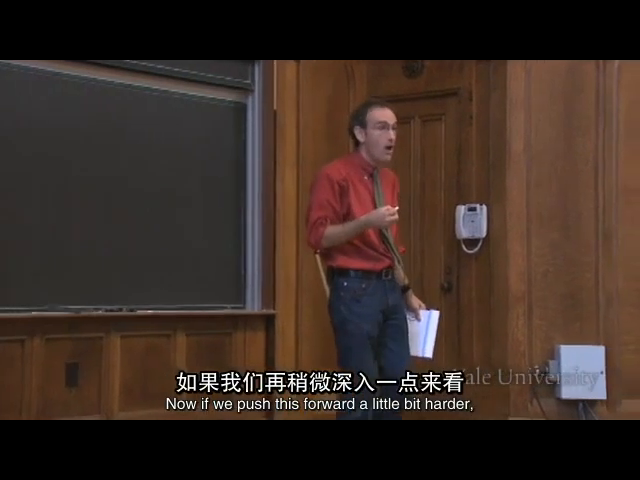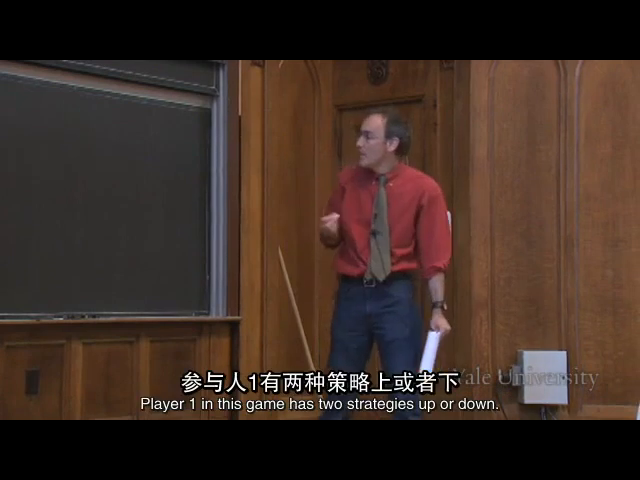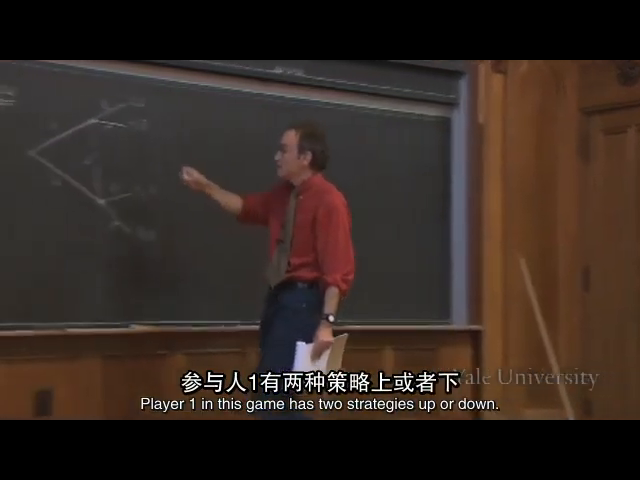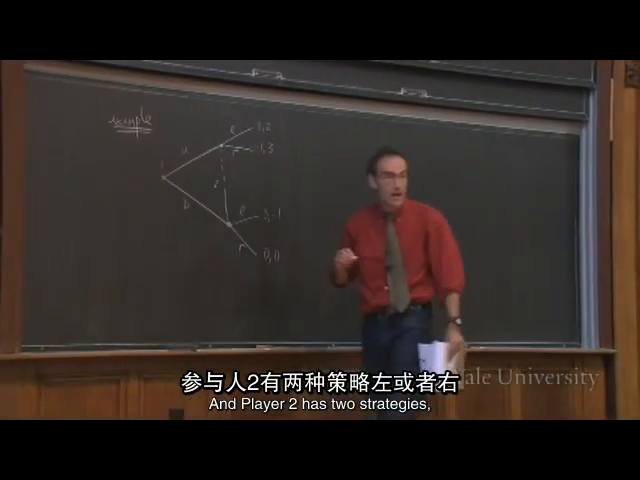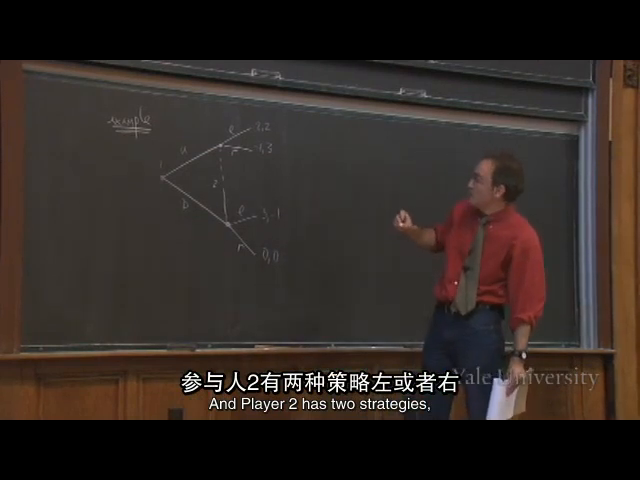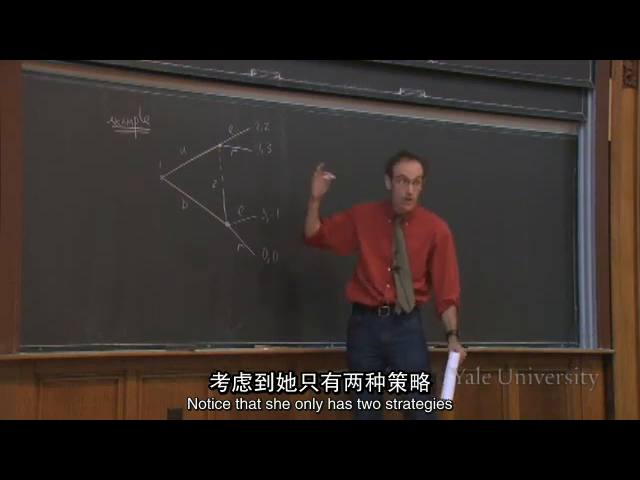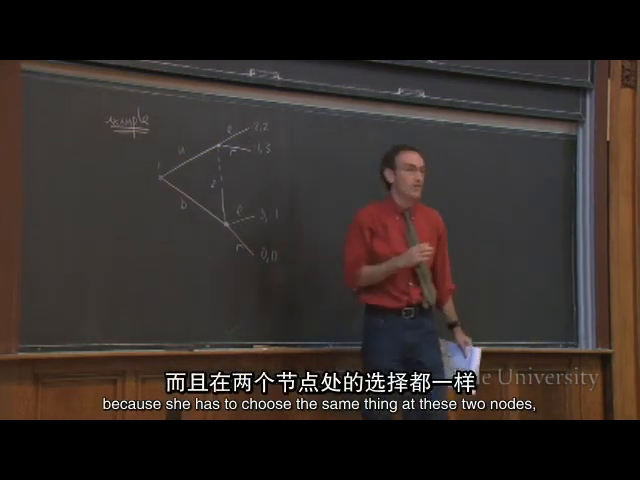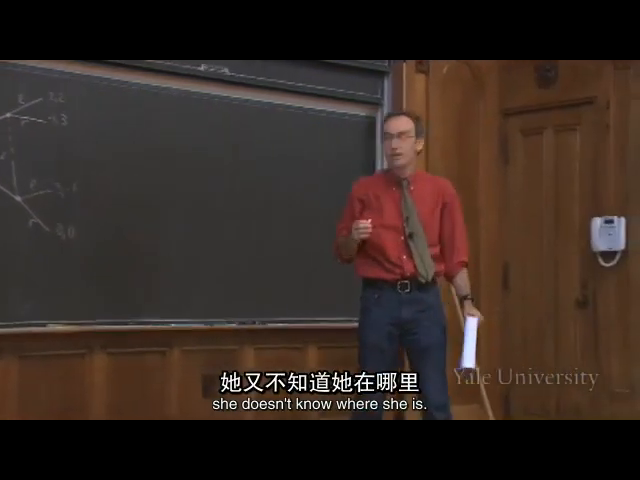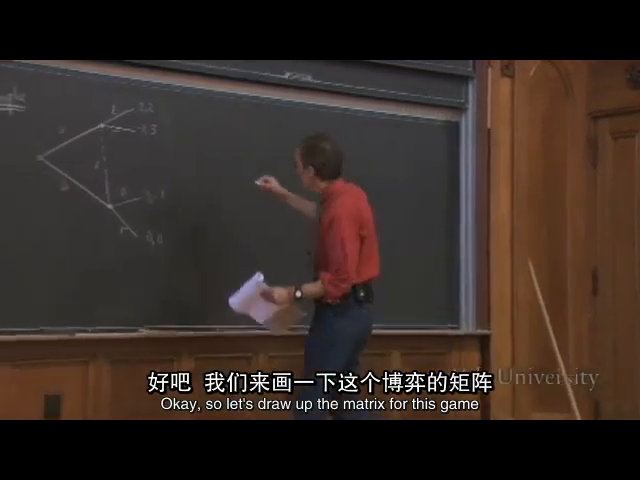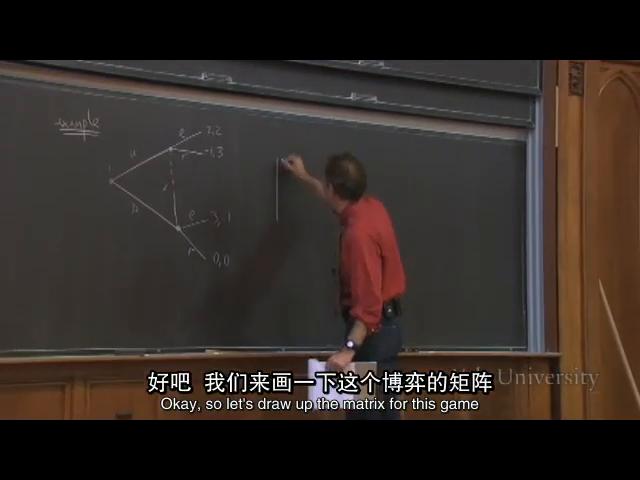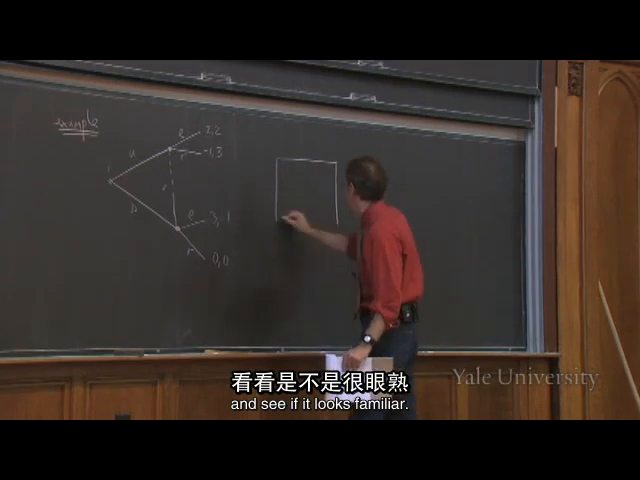Now if we push this forward a little bit harder, we can see why. Player 1 in this game has two strategies, up or down, and player 2 has two strategies. She either chooses left or right. Notice she only has two strategies because she has to choose the same thing at these two nodes. She doesn't know where she is. All right? Okay, so let's draw up the matrix for this game and see if it looks familiar.